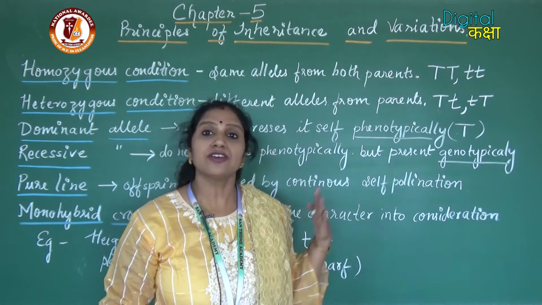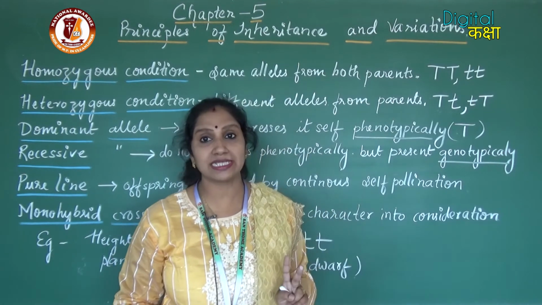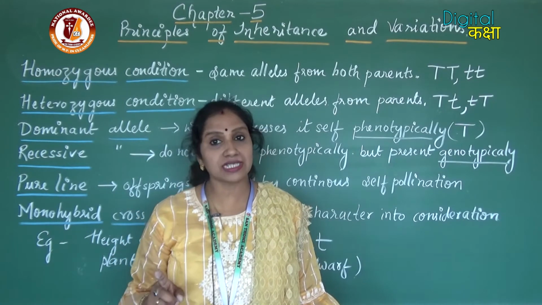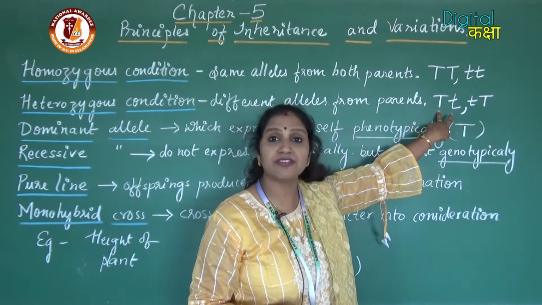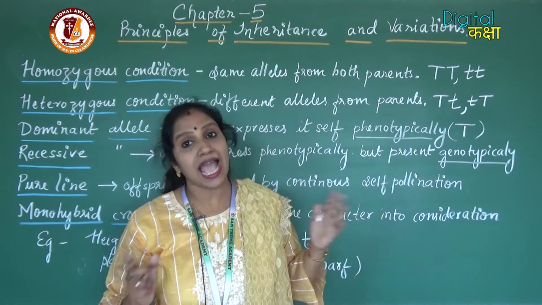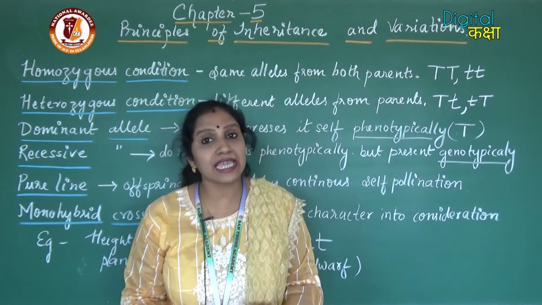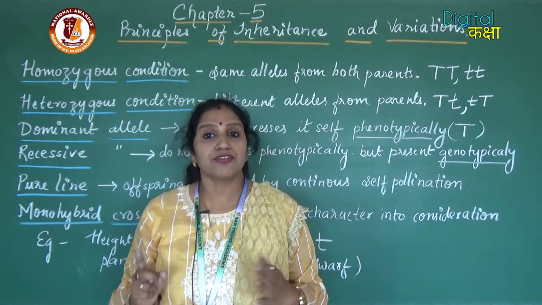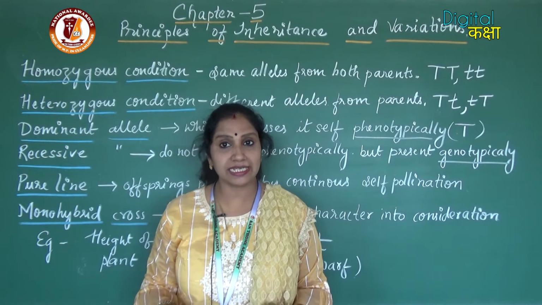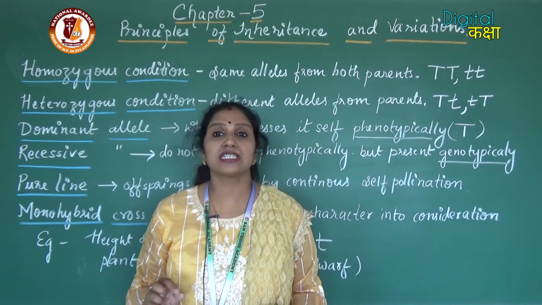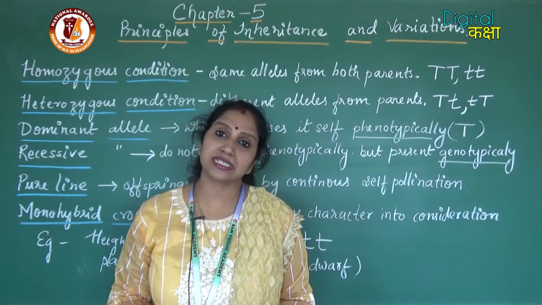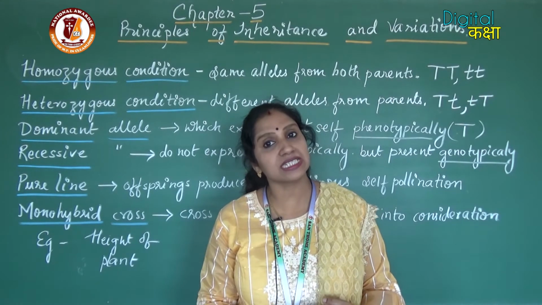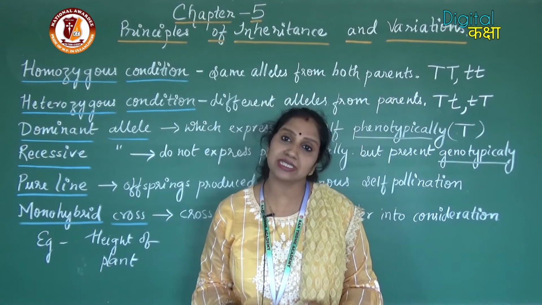For example, for the height of the plant, two alleles are there, the tallness and the dwarfness. So, we are taking the first alphabet, that is capital T, from the dominant allele, that is tallness, and for the recessive allele, the same alphabet is taken in small letters. We have to use the first alphabet of the dominant allele and the same alphabet in small letters to represent the recessive allele. So, this was about the dominant and recessive alleles and their representation.